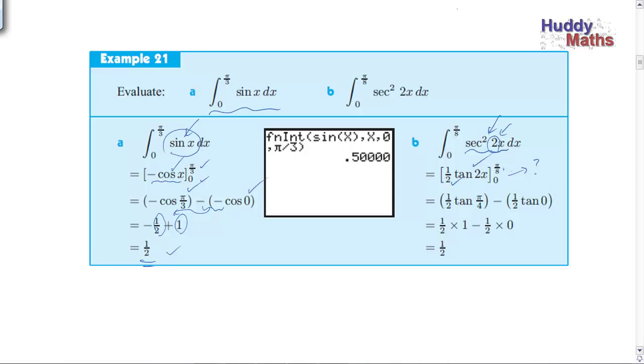Now subbing in 0 and pi on 8. Pi on 8 first, 2 times pi on 8 is pi on 4. Take a half tan 0. Tan of pi on 4 is 1, so it's a half, take a half times 0, which is a half. Okay, so there we have it. That's the answer to the definite integral.